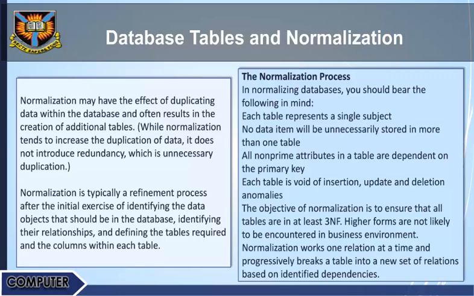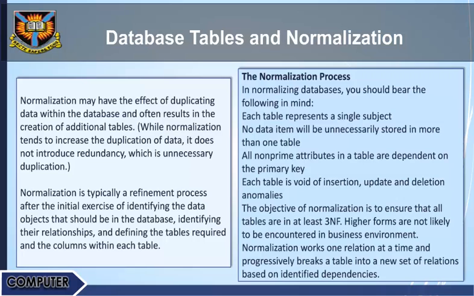Normalization may have the effect of duplicating data within the database and often results in the creation of additional tables. While normalization tends to increase the duplication of data, it does not introduce redundancy, which is unnecessary duplication. Normalization is typically a refinement process after the initial exercise of identifying the data objects that should be in the database, identifying their relationships, and defining the tables required and the columns within each table.